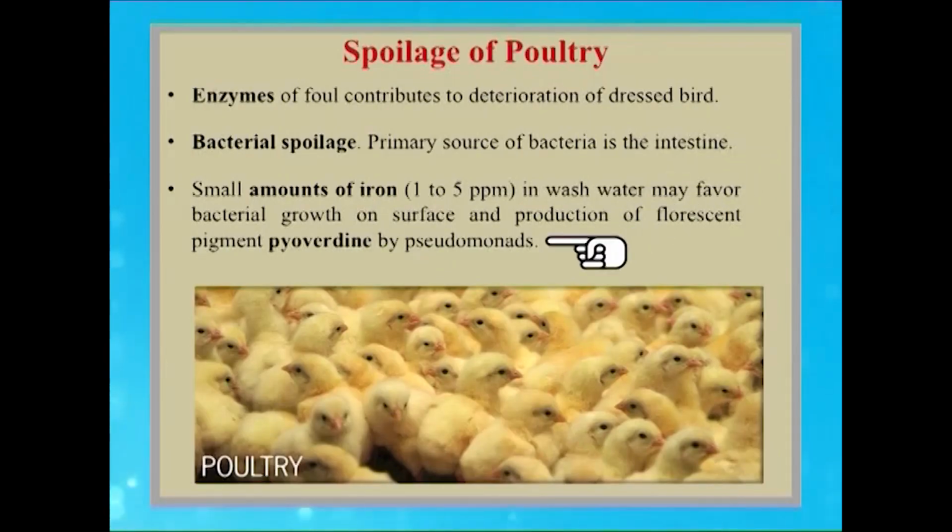A small amount of iron can be present in the water by which the chicken meat is washed. Now, this small amount can be 1 to 5 ppm, parts per million, which can cause the production of a fluorescent pigment called pyoverdine by different species of Pseudomonas. Now, all these refer to the types of spoilage that are encountered in chicken meat.